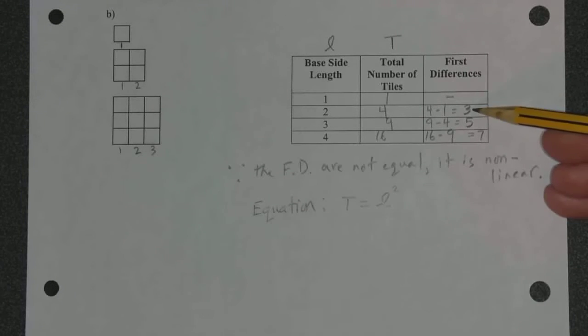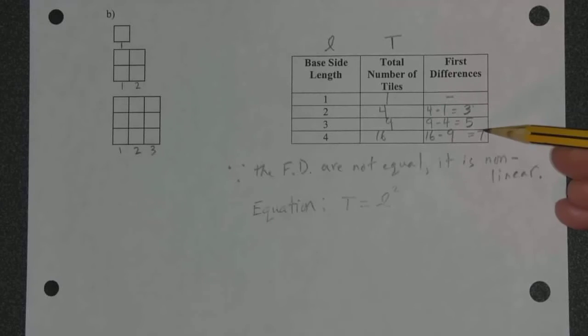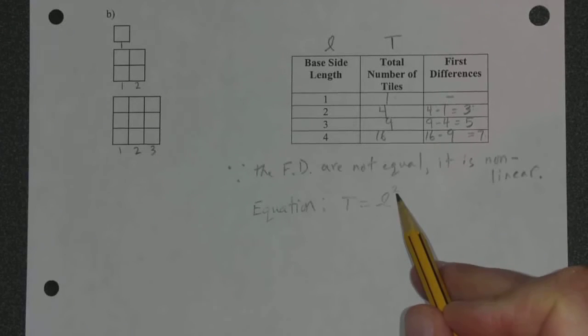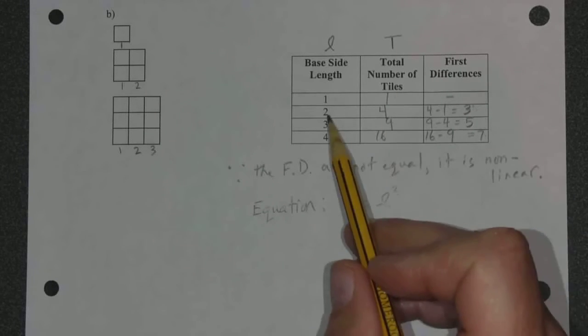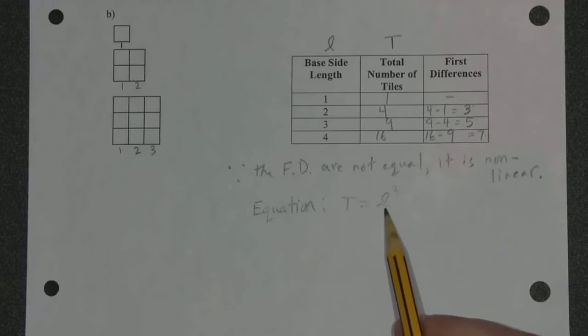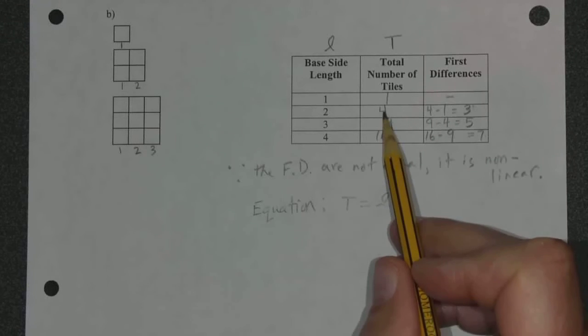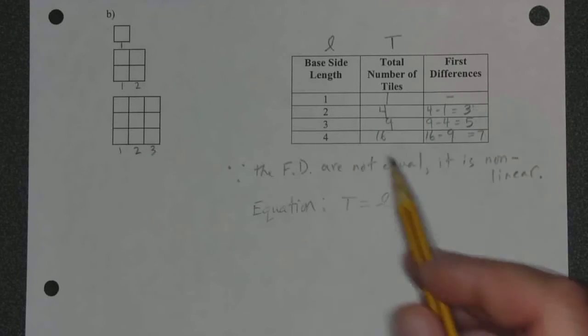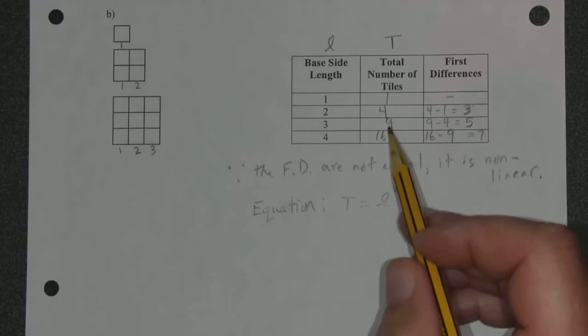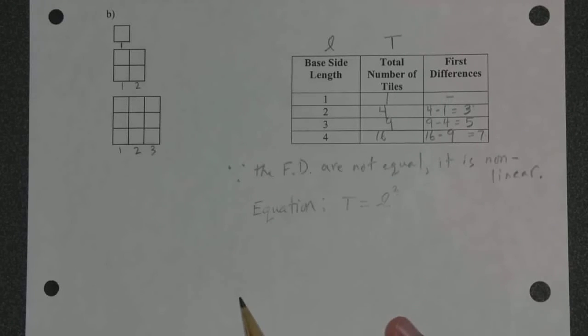Okay, because again, if you look here, 3, 5, 7, right? There's a pattern, and if there's a pattern, you know from the previous couple questions that it's got to be exponential, so there's got to be an exponent there. So let's test it. If L is 2, if I put a 2 in there, 2 squared, 4, checks out. If I put a 3 in there, 3 squared, 9, checks out.